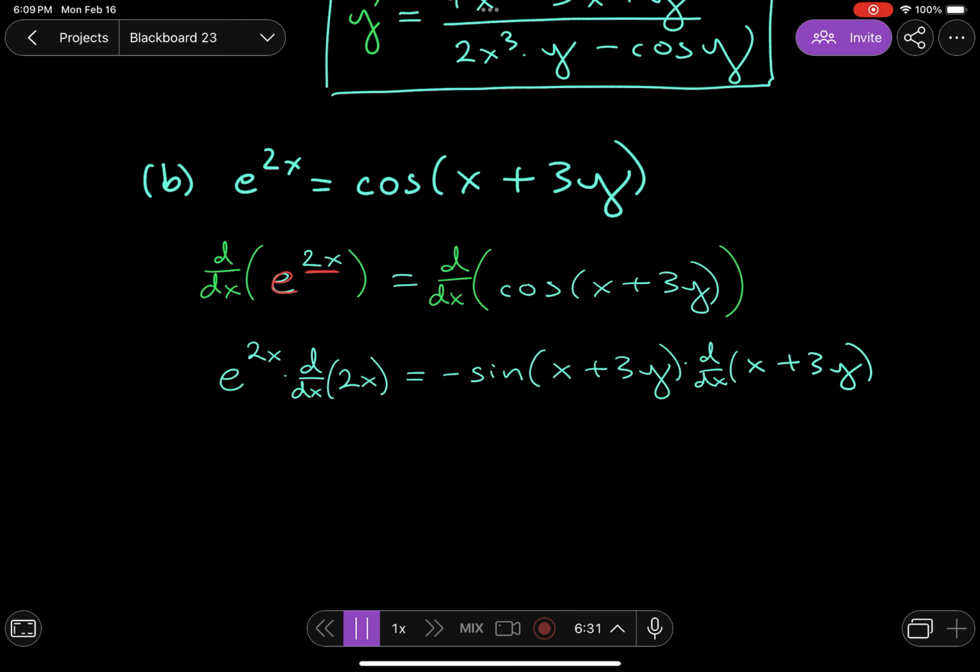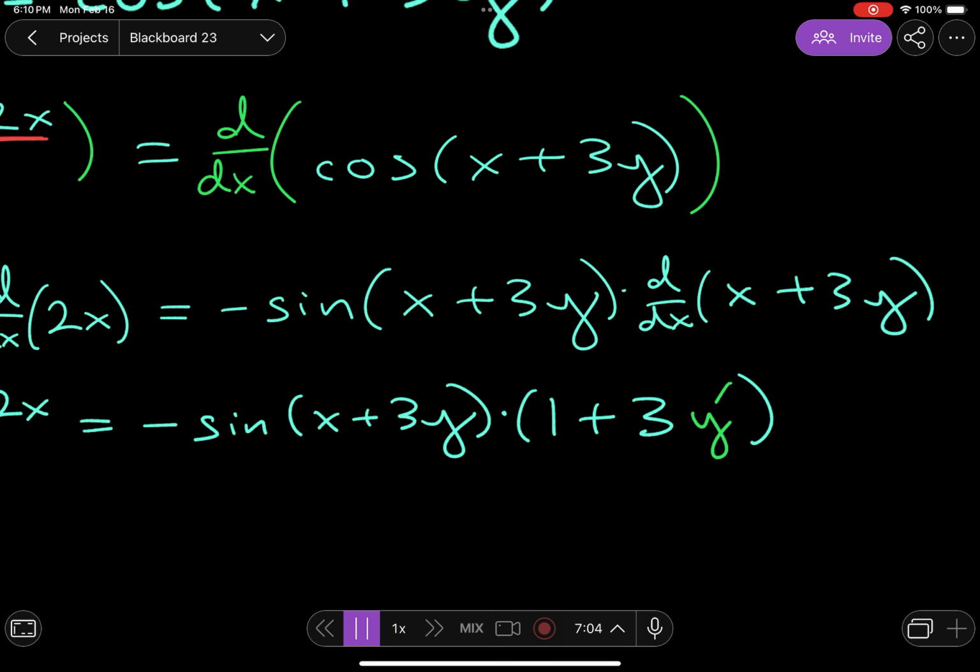And now, the derivative of 2x is 2. And I have negative sine of x plus 3y here. Then I have to multiply by the derivative of this function right here, or this sum of functions, really. But the derivative of a sum is the sum of derivatives. So the derivative of x with respect to x is 1. And then I have plus 3. And then what I really have is the derivative of y with respect to x. But hey, that's also known as y prime.